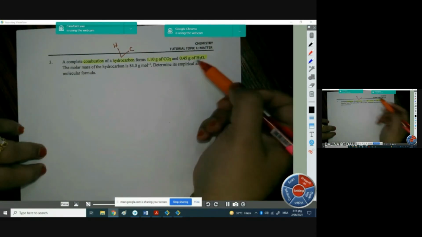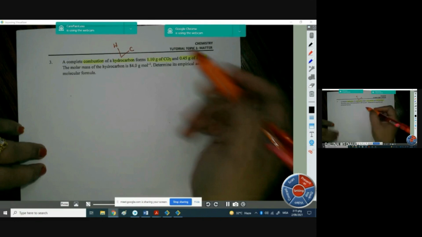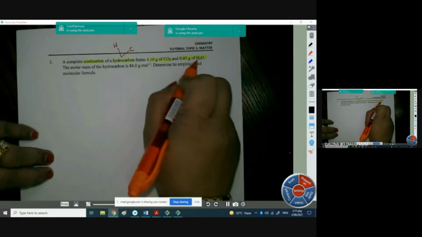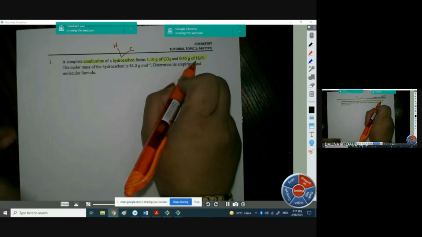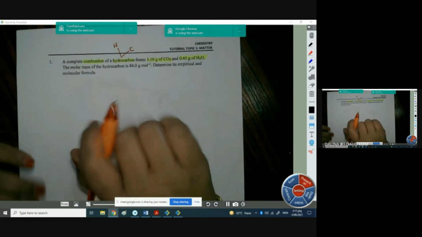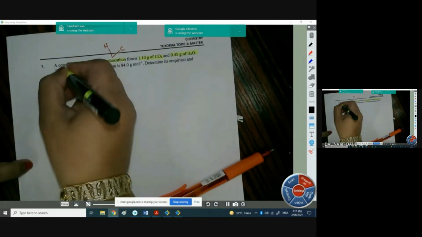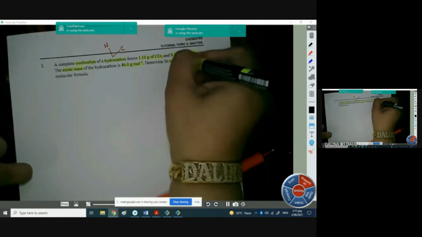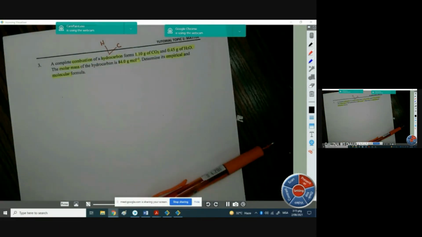So tengok, dia tak bagi carbon directly, tapi dia bagi carbon dioxide. It's not given the hydrogen itself, but it given water. Okay, so dia bukan direct lah. The molar mass, the keyword, is given 84 gram per mole. Determine its empirical and molecular formula. Kita ada dua soalan dekat sini, empirical and molecular formula.